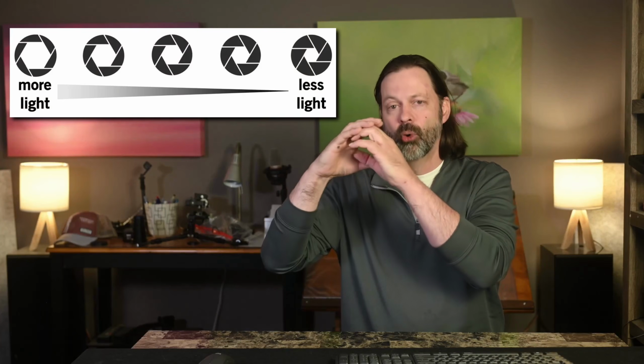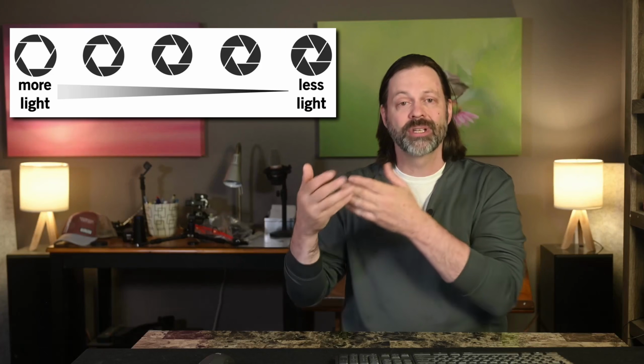But we have two things that we can control that determine the amount of light coming into the camera and being read by those pixels and forming that image. The first one is called aperture, and this is the opening of the lens itself. The more open it is, pretty simply, it allows more light in. The more we shut down that aperture, it allows less light in.